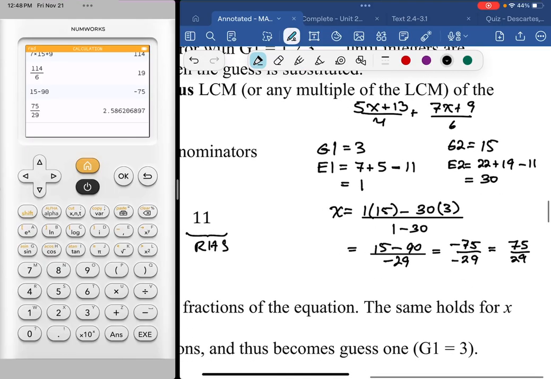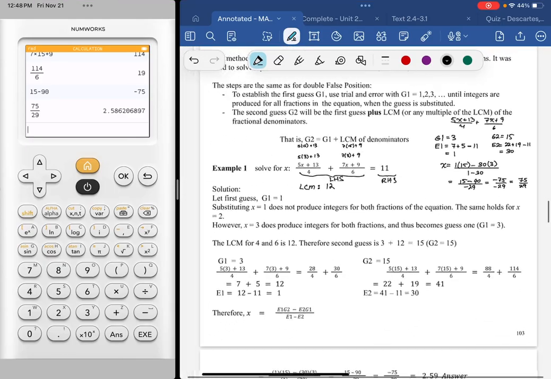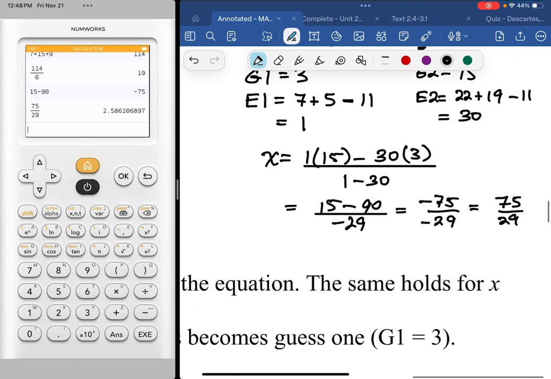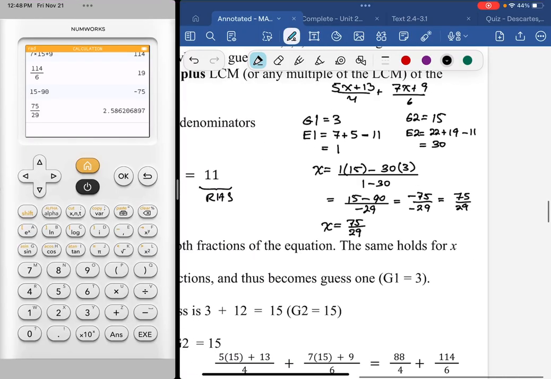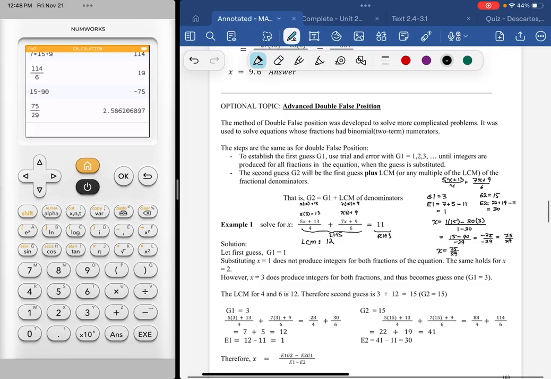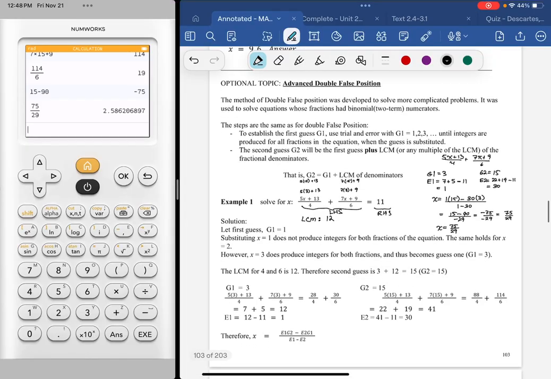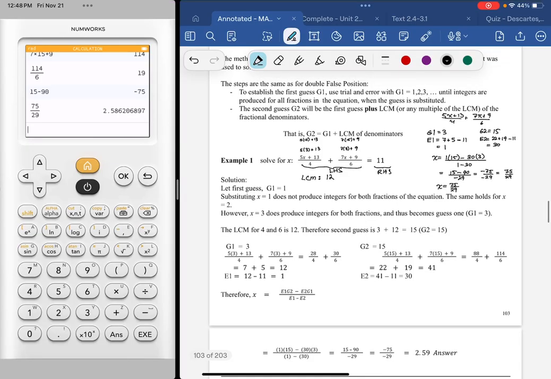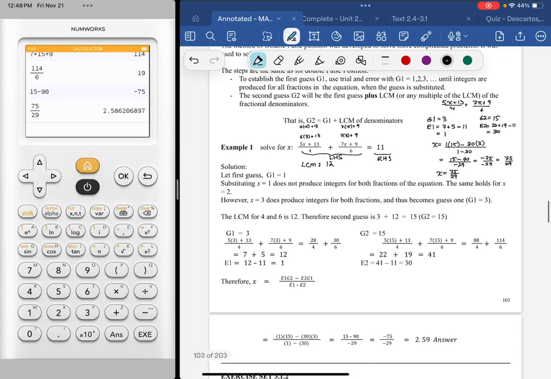If the directions tell you to round it in some way, you could. But let's see, 2.59. So the textbook went to 2 decimal places, but I would just leave it as the fraction form. So x would be equal to 75 over 29. All right, so that's probably as tricky as it could get, but it's still based on the same concept.